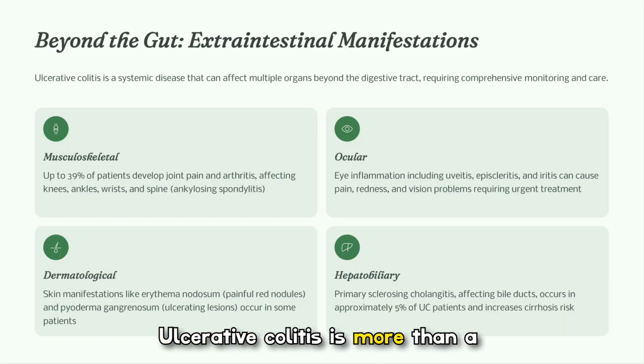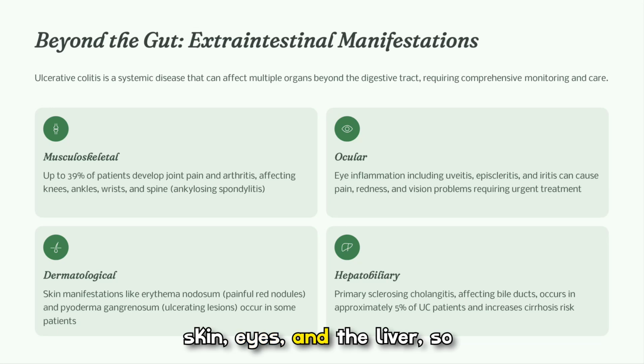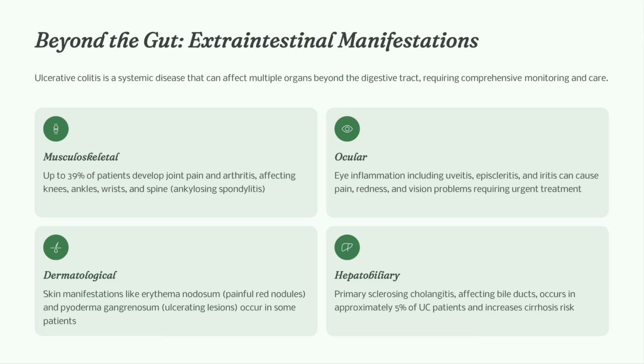Ulcerative colitis is more than a gut disease. It can affect joints, skin, eyes, and the liver. So extraintestinal manifestations such as arthritis, painful skin nodules, eye inflammation, or primary sclerosing cholangitis require coordinated monitoring alongside bowel care.